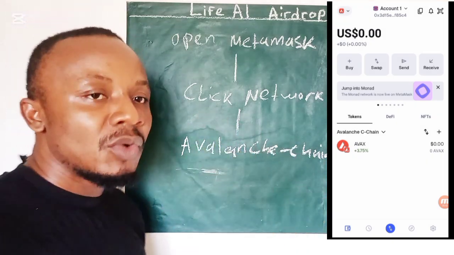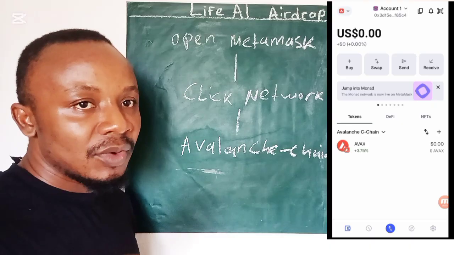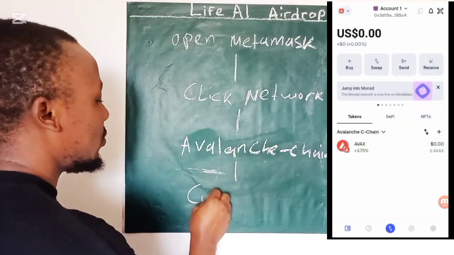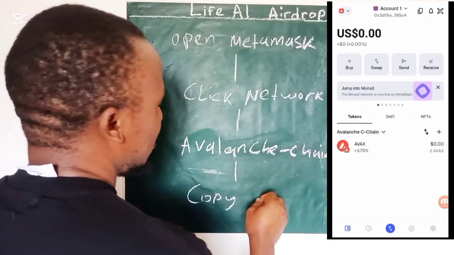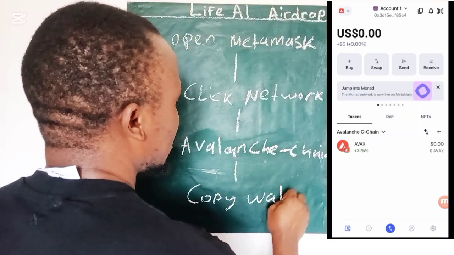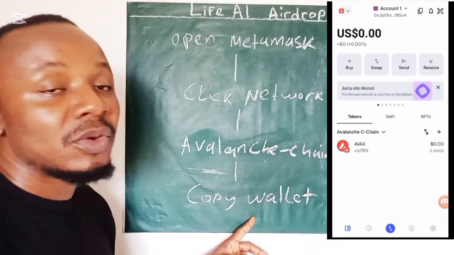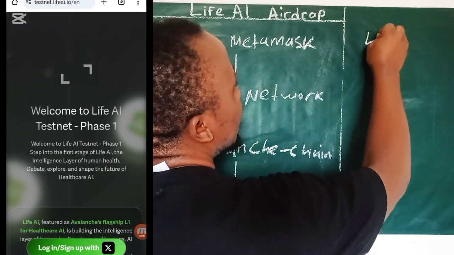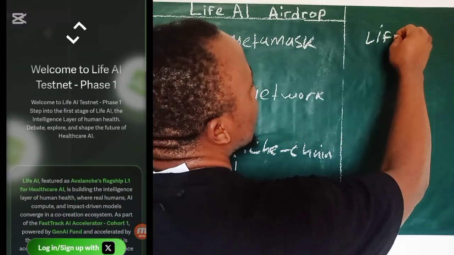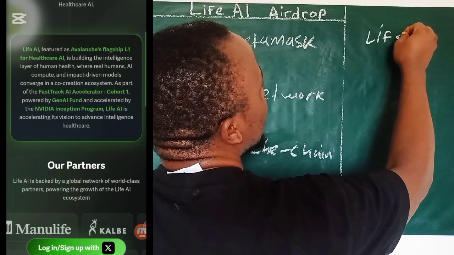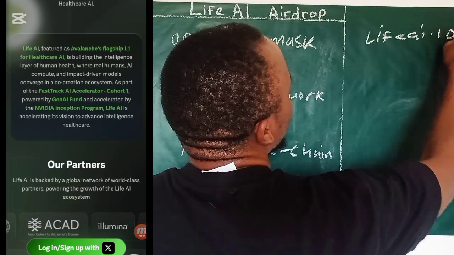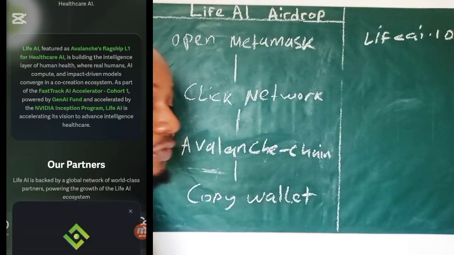So once you are done with your MetaMask setup, you copy the wallet address. You copy the wallet. When you copy the wallet, you visit live AI.io, right? So you visit their website.